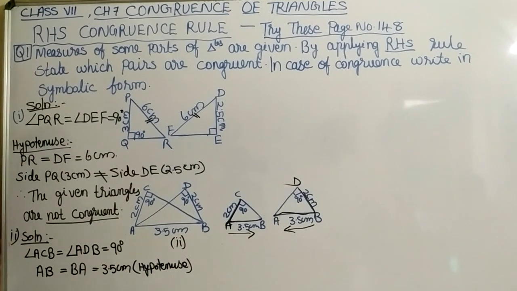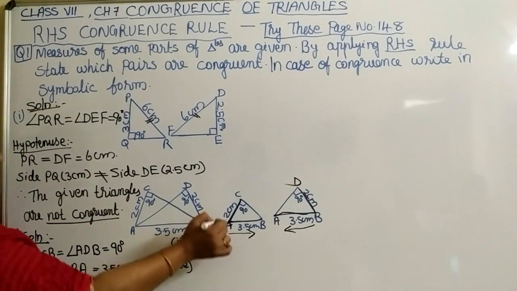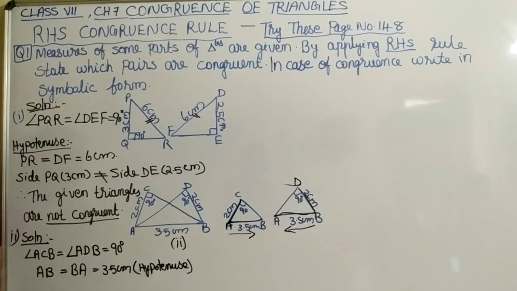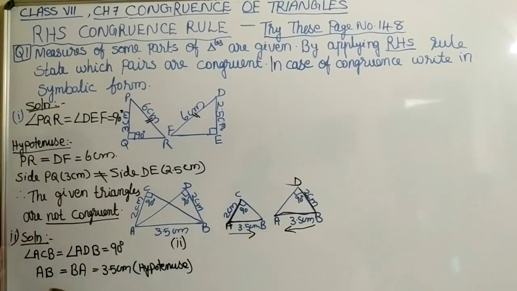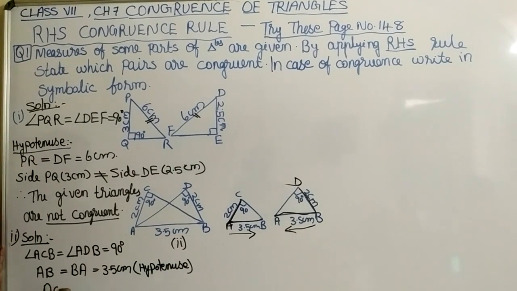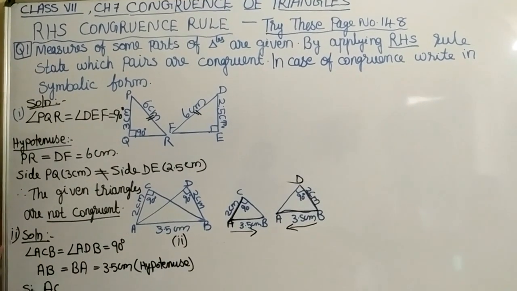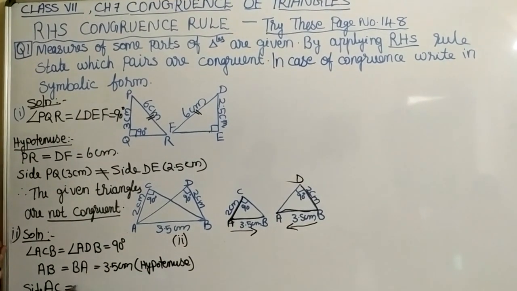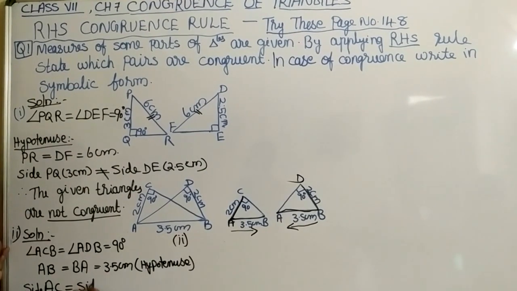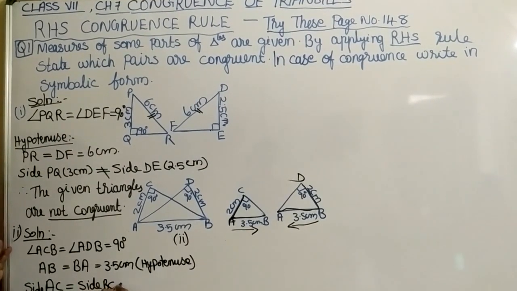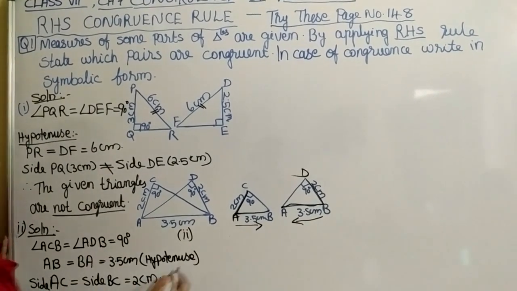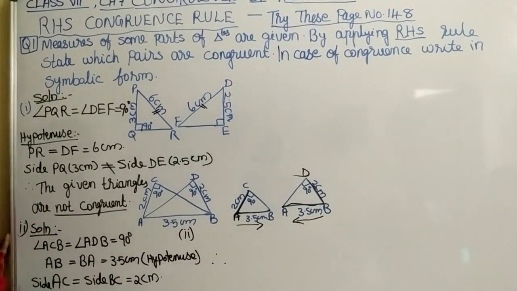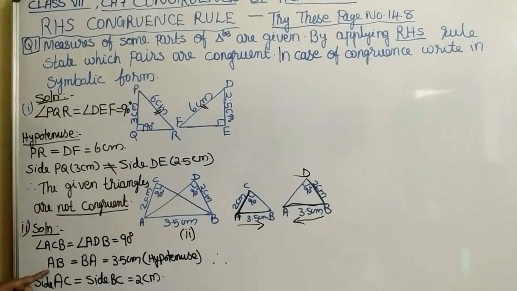And now any one of the sides will be equal. Here 2 centimeter, there also 2 centimeter. So here we are taking from here AC, side AC equal to side BC equal to 2 centimeter. Therefore, how can we obtain the correspondence?